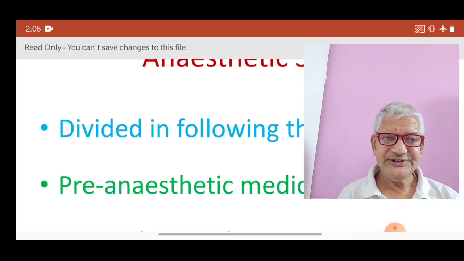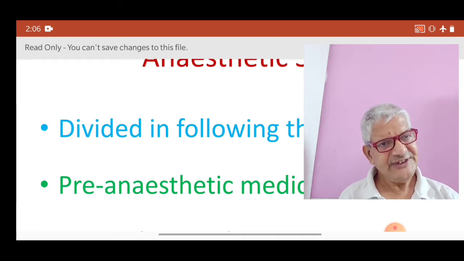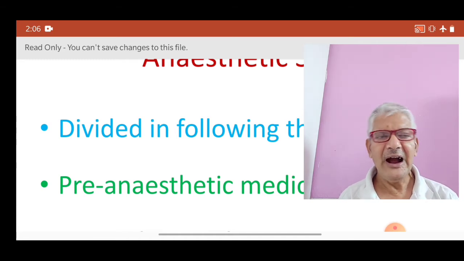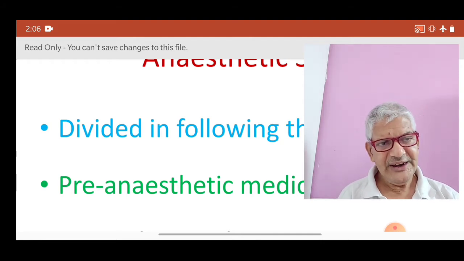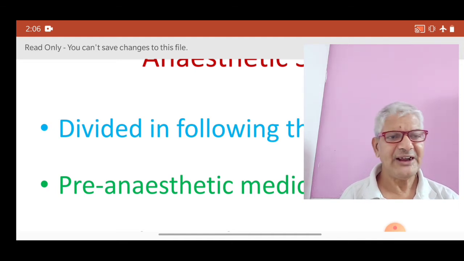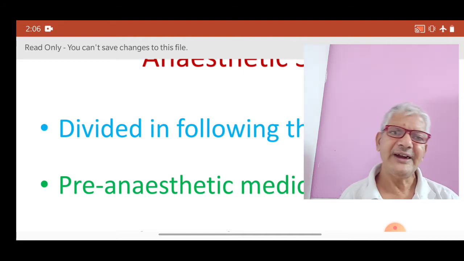Means the changes that develop just before surgery, the changes in the body that develop during surgery, and the changes in the body that develop after surgery. Means in the anesthetic stage, the body undergoes different physiological and psychological changes, and these changes fall under these 3 categories: the pre-anaesthetic stage, during anesthetic stage and post-anaesthetic stage.